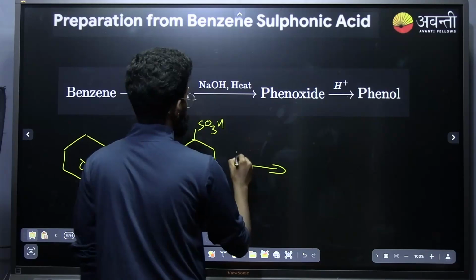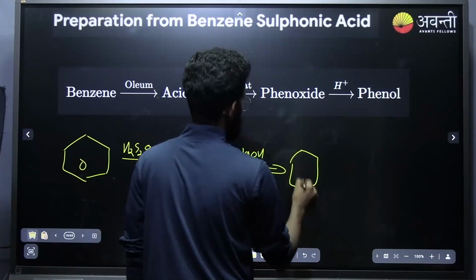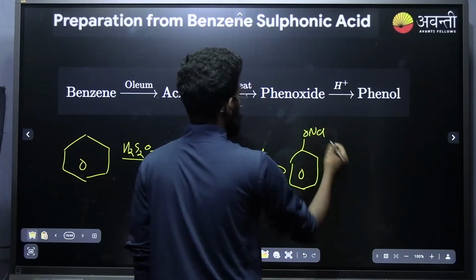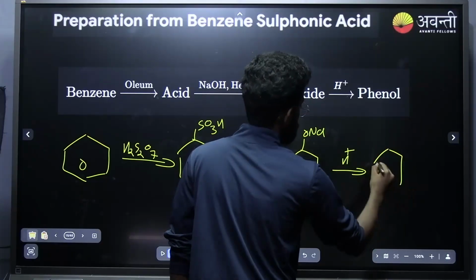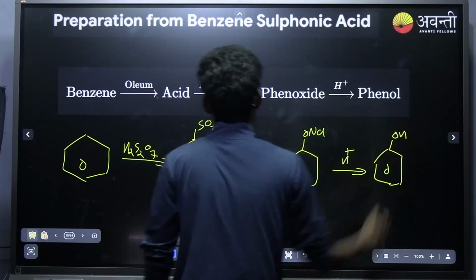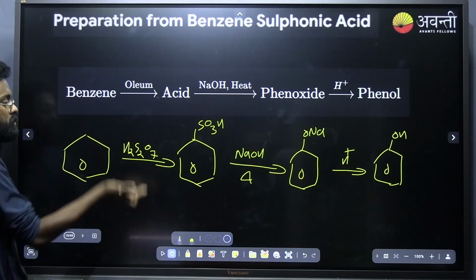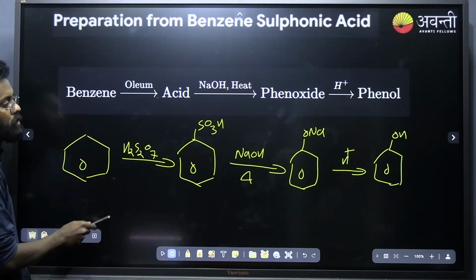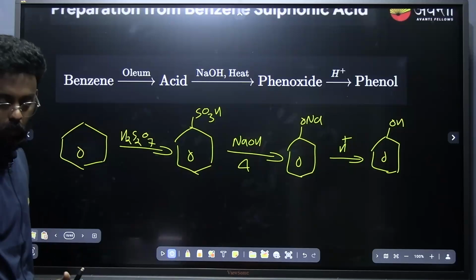And this one on treating with NaOH under heat, I will be getting sodium phenoxide, ONa, which on treating with acid gives phenol. Another easy method. Note down these reactions. For preparation of phenol from benzene, first it is converted to benzene sulfonic acid, then treating with NaOH we get sodium phenoxide, then phenol is obtained. Shall I move?